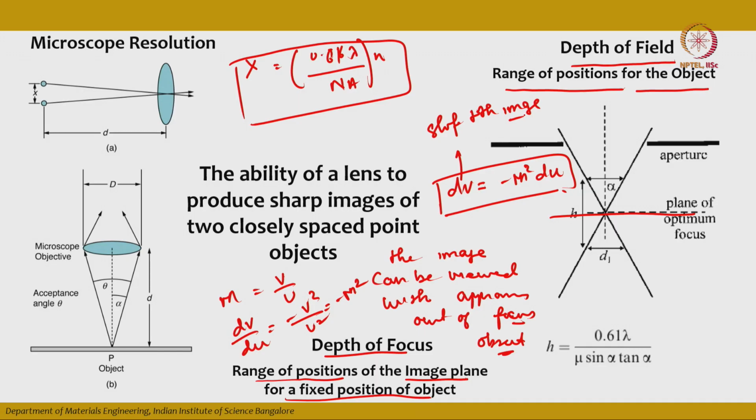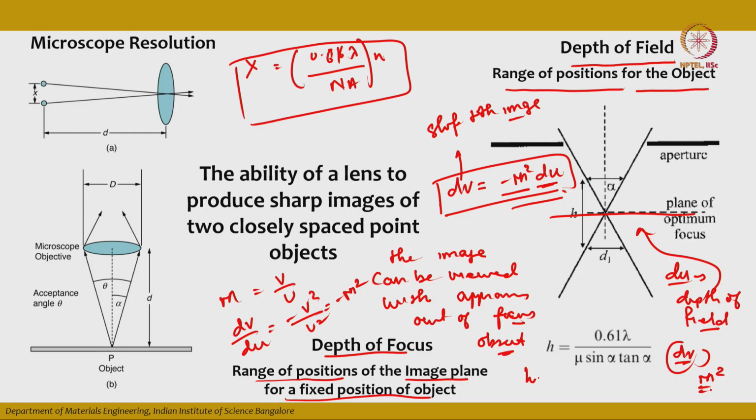because V is the distance of the image from the lens. So dV corresponds to the effective shift in the image position in relation to dU, the change in the position of the object, okay, and this is directly related to the square of the magnification. So dU is the depth of field calculated above, and the equivalent depth of focus is dV. So depth of field can be calculated by the range of positions for the object, and dV can be calculated by this formula, where it is usually bigger by a factor of m square.